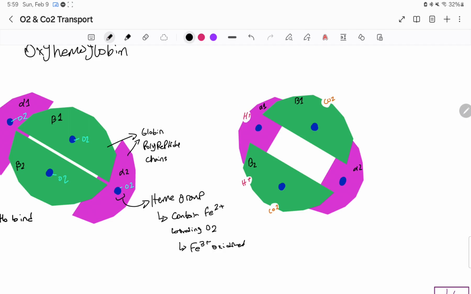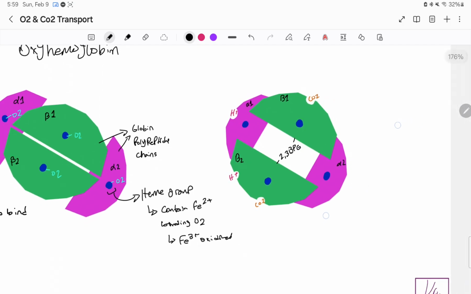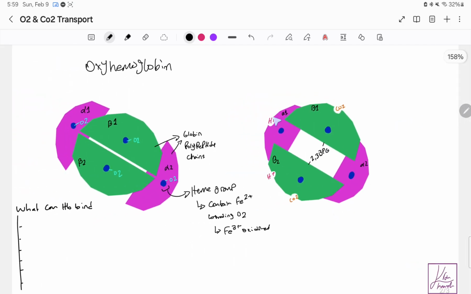There is another thing that binds, and this guy's very special. He binds right here in the pocket between this beta 1 and this beta 2, and it's going to be called 2,3 BPG. If you remember from the last video, I mentioned this. This is 2,3 bisphosphoglycerate. And you guys remember that I also mentioned the protons and the CO2.